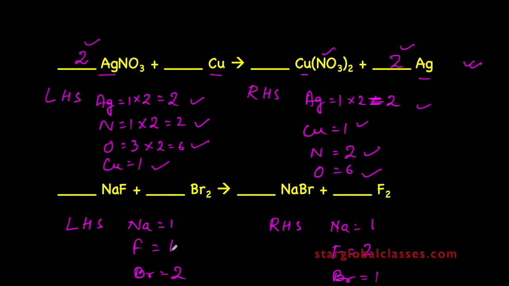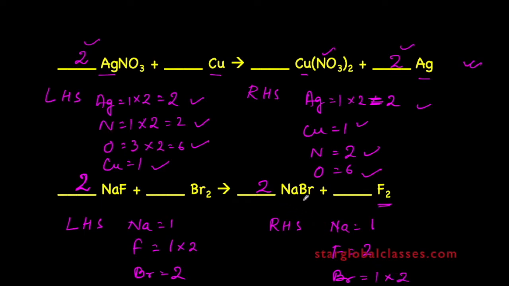Sodium is balanced, so we are not going to multiply. But fluorine on the left hand side is 1 and on the right hand side is 2. So we need to multiply it by 2 to make it 2. So we will multiply by 2. We have multiplied this sodium fluoride by 2, so the fluorine atom on the left hand side now became 2. On the right hand side it is already 2, it is balanced. On the left hand side we can see that bromine atoms are 2, but on the right hand side bromine is only 1, so we need to multiply this by 2. So we have multiplied this bromine by 2, so bromine became 2.